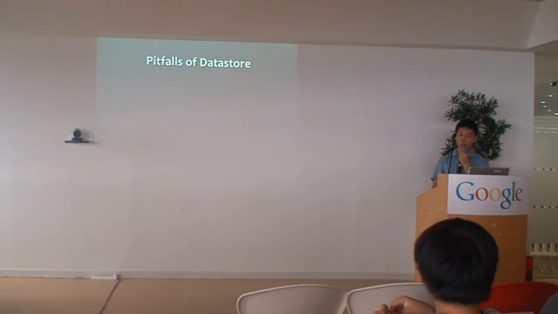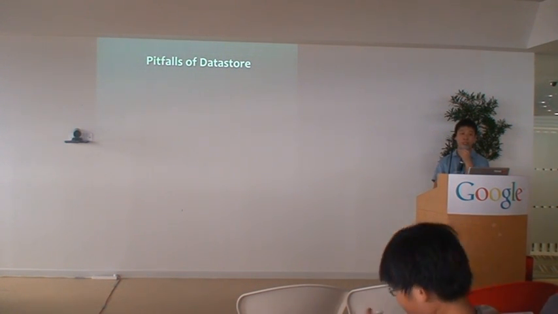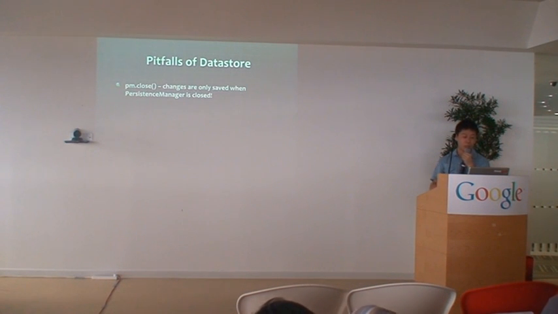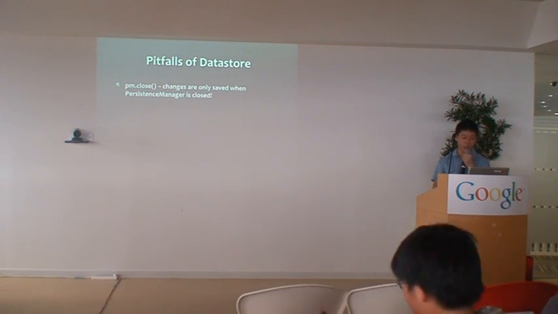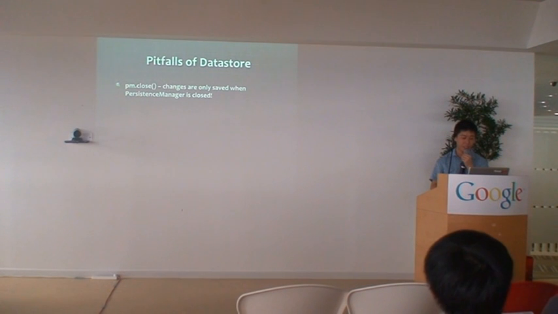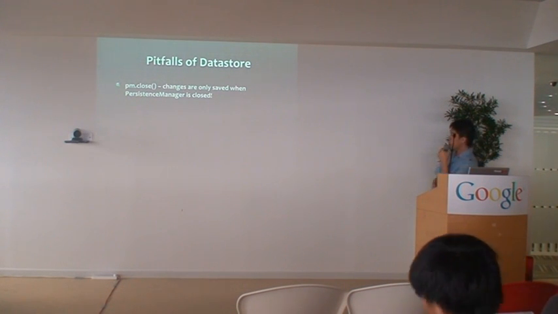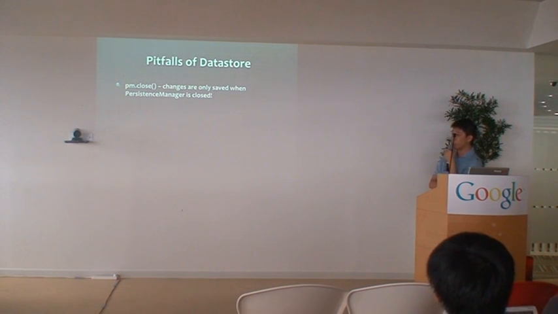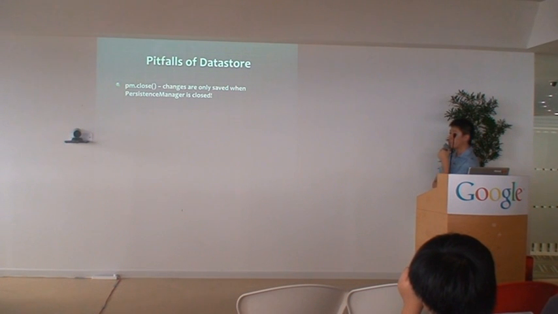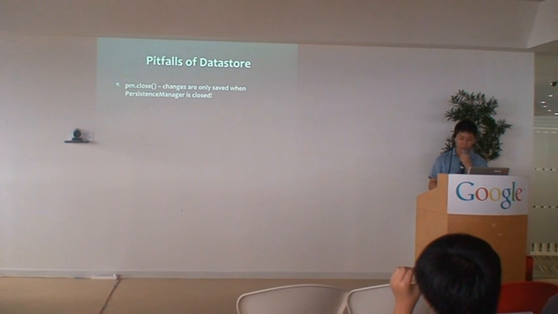The tough thing is the pitfalls that you encounter when you're using the data store. I'm just going to share a few. I've probably encountered a dozen. Let me just share some. pm.close. pm is the persistence manager that I created in the code just now. You have to call pm.close every time you want to save or update your Java object. This is actually a very amateur mistake that I made.